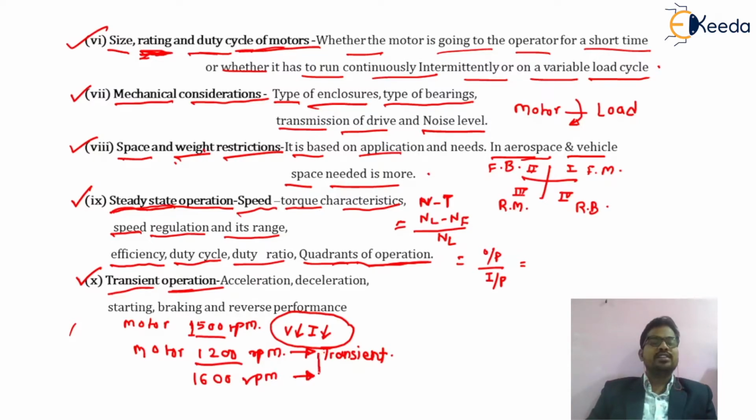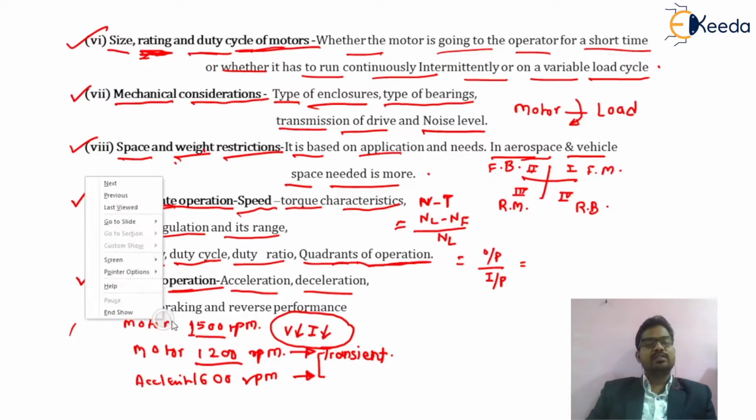In the transient state we are considering both the concepts of acceleration and deceleration. What do you mean by acceleration? When the speed gets increased, this is called acceleration. And deceleration means when the speed gets reduced. That is transient operation while we are choosing the electrical drive for a particular application. Then the next choice is starting of your electrical drive, and the next is braking.